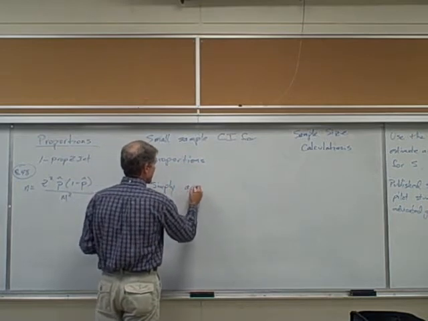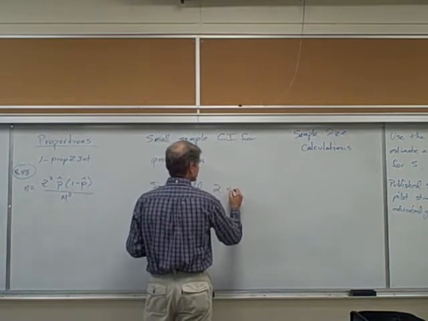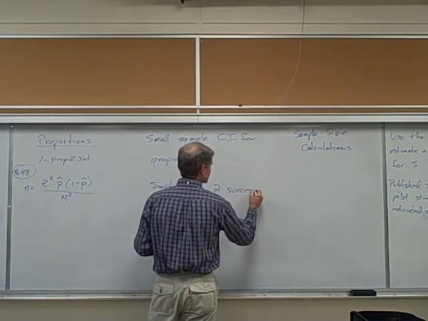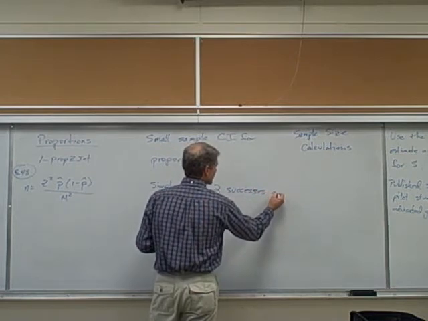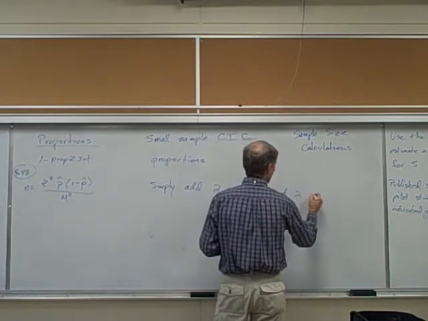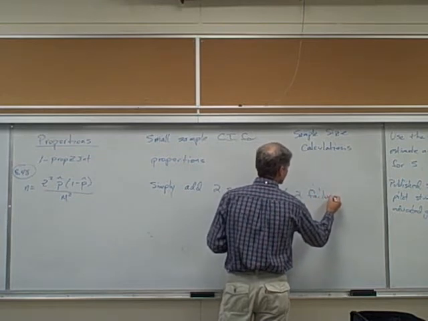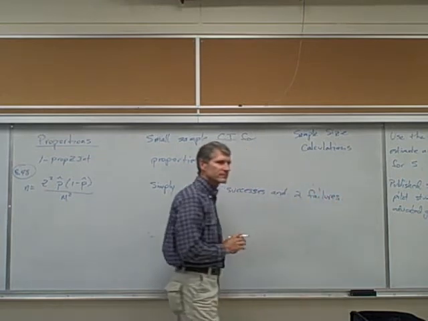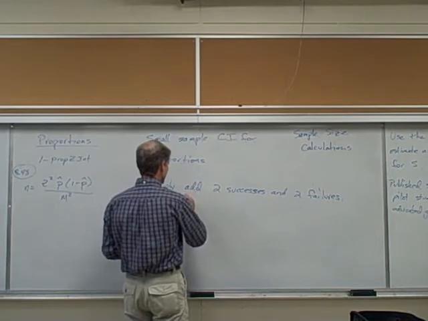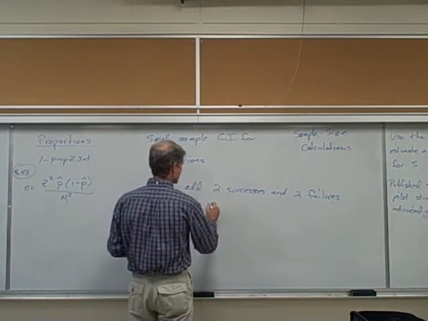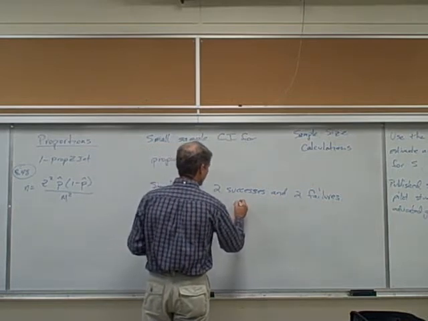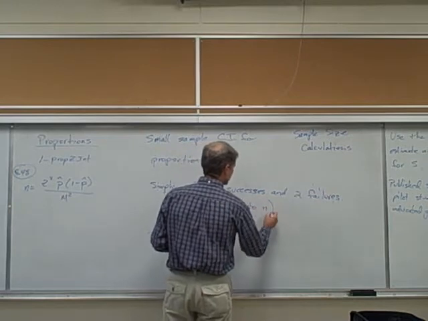You simply add 2 successes and 2 failures, which adds 4 to n.